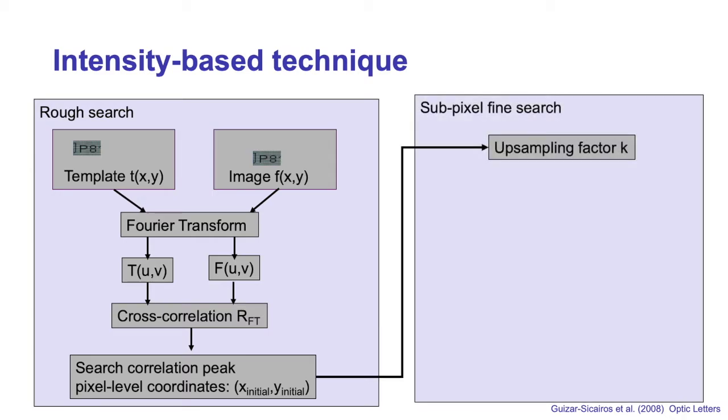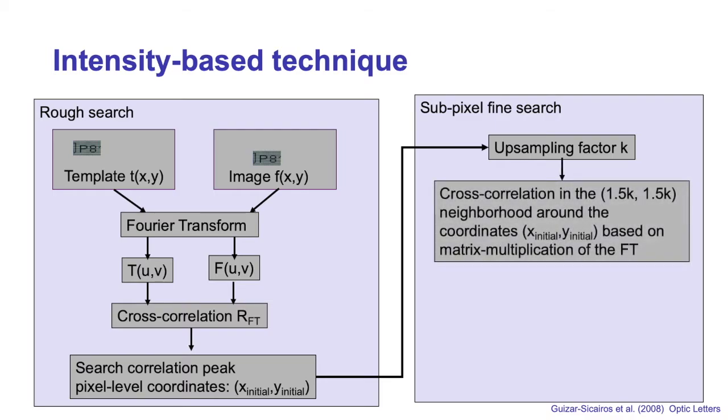Subsequently, a second search is conducted to achieve sub-pixel resolution. First, the cross-correlation is computed in a 1.5 by 1.5 pixel neighborhood around the initial estimate by an upsampling factor of k. Hence, a sub-pixel resolution within 1/k of a pixel is achieved. For example, by setting k equal to 10, a 0.1 subpixel accuracy can be achieved.